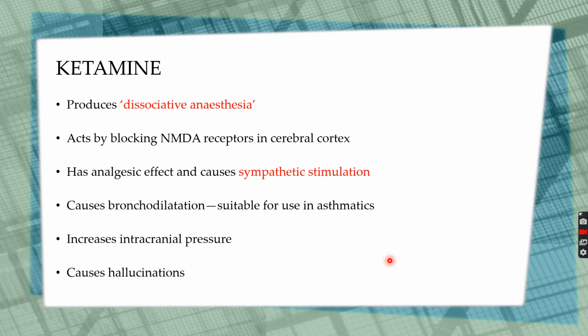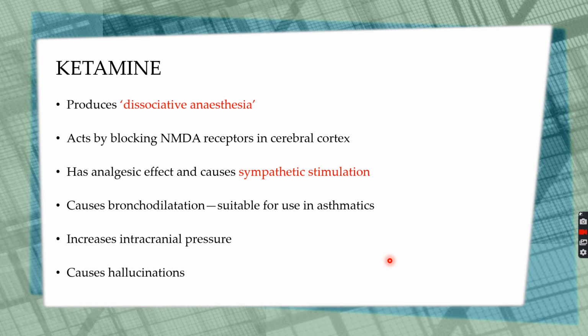The next inducing agent that is important and commonly used is called ketamine. Now, ketamine produces a type of anesthesia called dissociative anesthesia. So, dissociative anesthesia means that the person is anesthetized, the person does not feel the pain. However, the person is still conscious enough and he is dissociated from his body. That means the person has not totally lost consciousness, but the person is not able to feel the surgery happening.